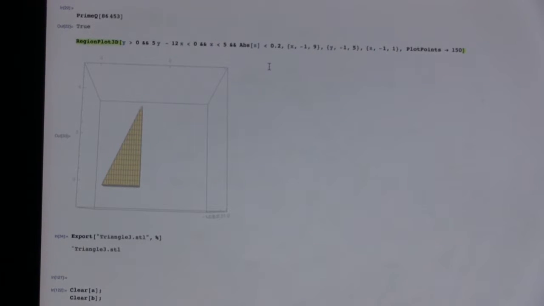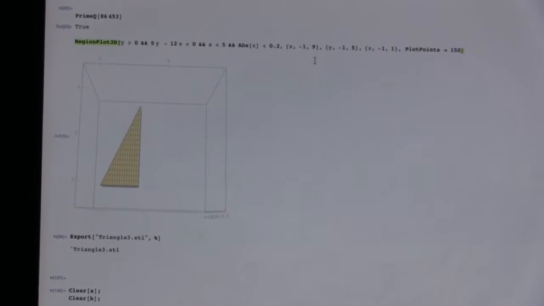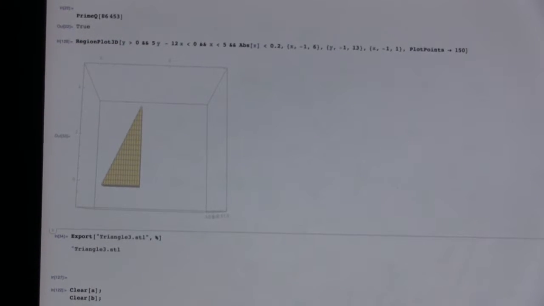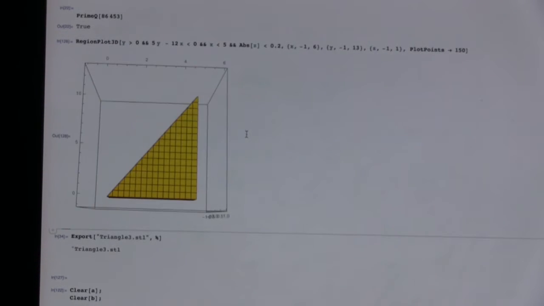Yeah, and when I made those other ones, they were about okay. So when I printed this before, x went from -1 to 9. That was left over from printing the 5, 5, 8 triangle, so I only need to go from -1 to 6 here. Y goes from -1 to 13, just to get everything in. And plot points 150. So it's running. Now what's this triangle going to look like?